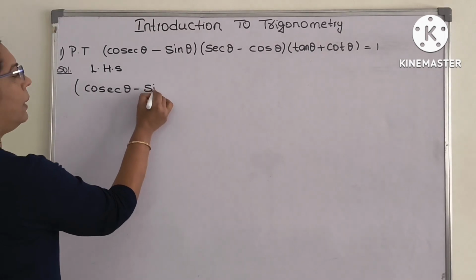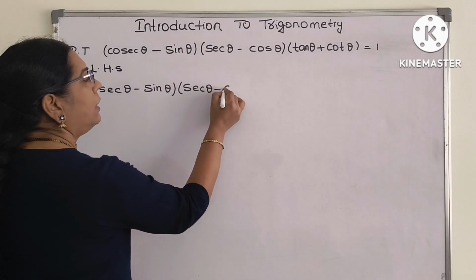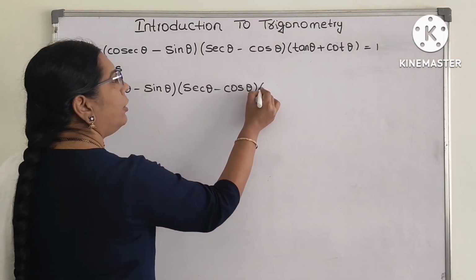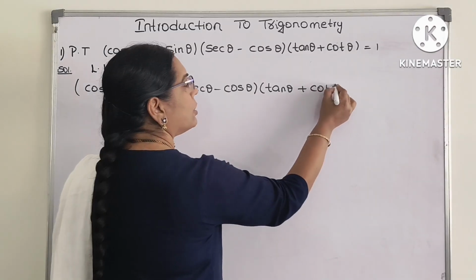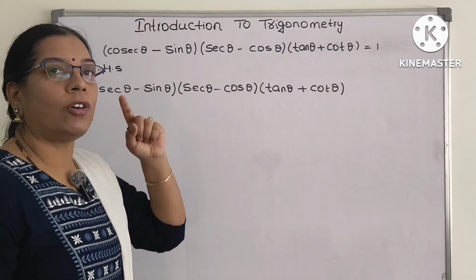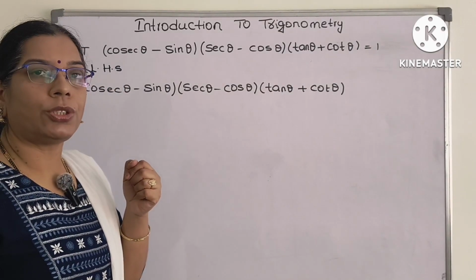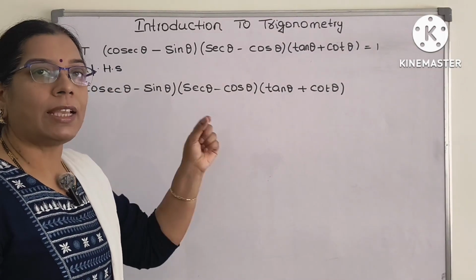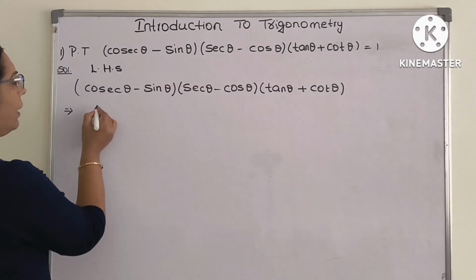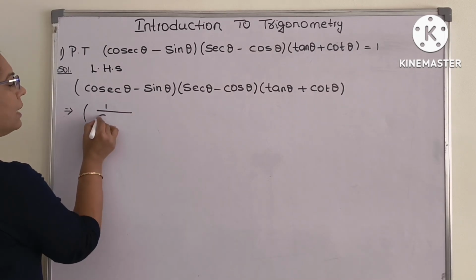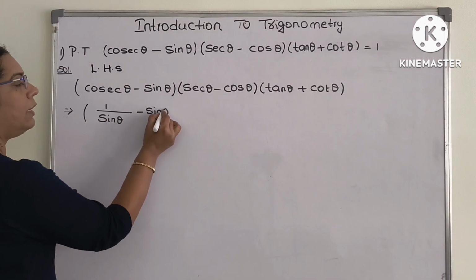(cosecant theta minus sin theta)(secant theta minus cos theta)(tan theta plus cot theta). This is the LHS. Now, the first step of solving the proof: other than sin and cos, whatever trigonometrical ratios you have, convert them into sines and cos. So, we will do the same thing. Cosecant theta can be written as 1 by sine theta.